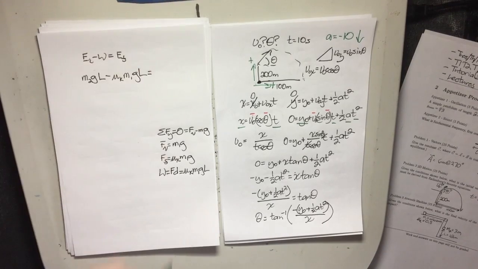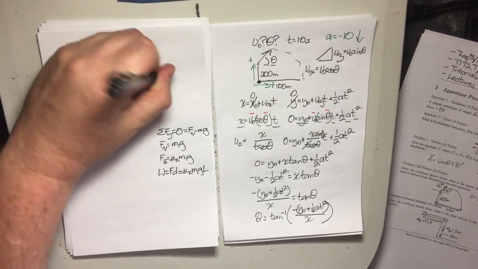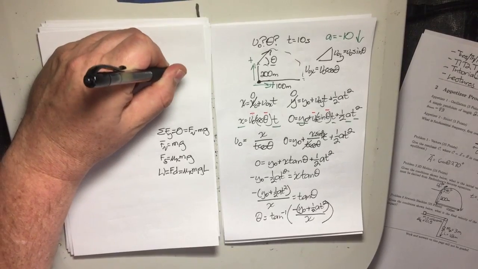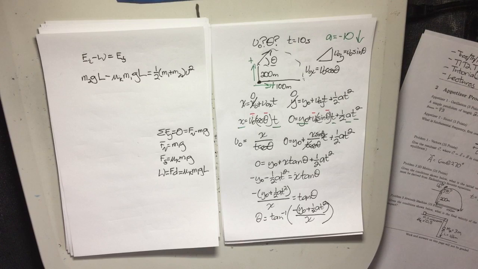At the end of the motion, there is no potential energy left, but the masses are moving. If the masses are moving, it's 1/2 M1 plus M2 V squared. And so that's the setup of the equation.